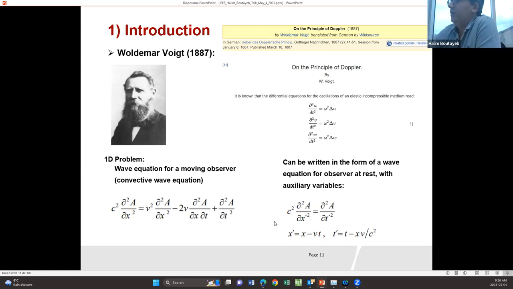But anyway, in this paper, he took the convective wave equation and said, I can write it like this with new variables x prime and t prime. And by calculation, he found that they can be written like this. So this set of equations is the same as this wave equation. In Voigt's paper, he doesn't say whether this wave equation is for electromagnetic waves or for sound. If it's for sound, then c will be the speed of sound, A will be the pressure, and so it will be a longitudinal wave. And if it is for electromagnetic waves, c will be the speed of light, and A will be for the transversal wave.